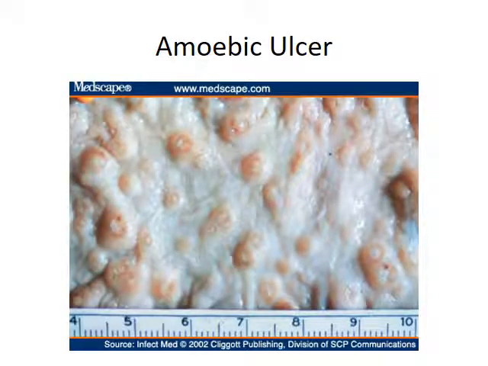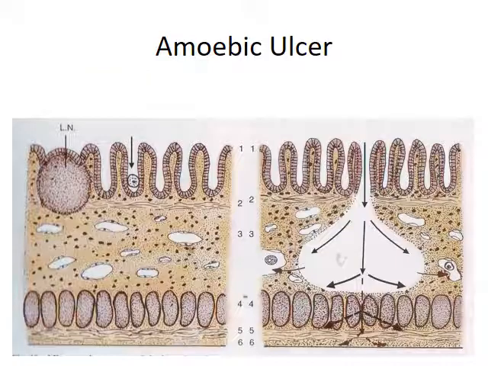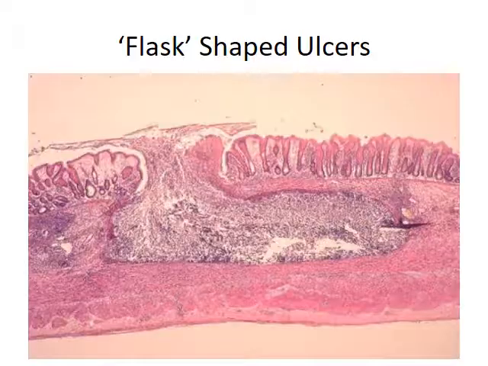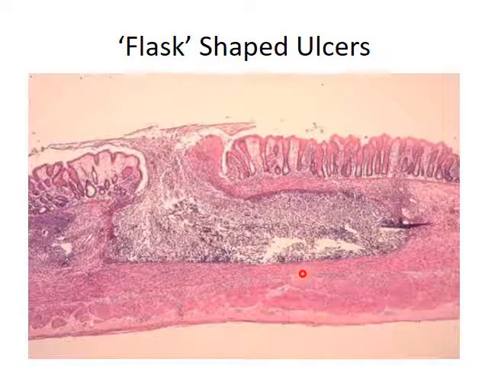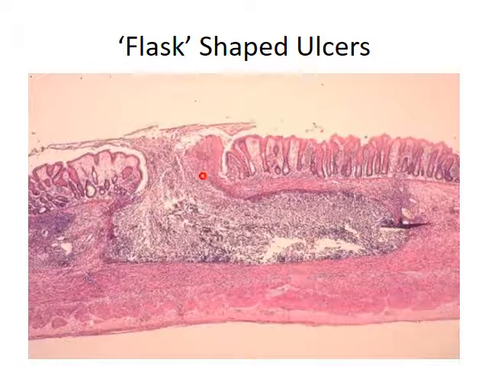You can see the picture of an amoebic ulcer. Very nicely shown here, the flask shaped ulcer. As you can see here, it extends laterally at the bottom. A histopathological picture of a flask shaped ulcer. You can see here, it depicts the picture of a flask.